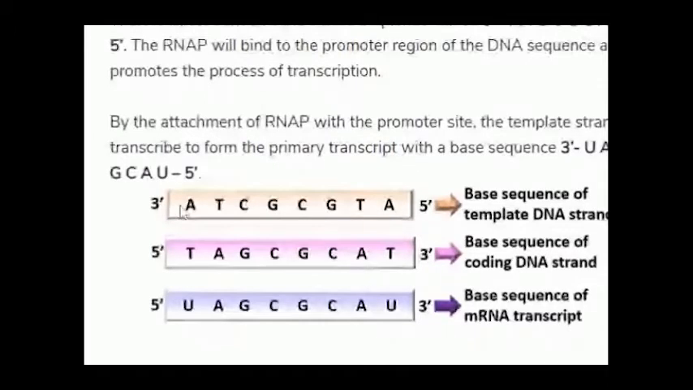Why is it called the coding strand? Because if the RNA is synthesized from this template strand, it gives cytosine, guanine, guanine, cytosine, cytosine, guanine, guanine, cytosine, thymine, adenine, adenine, uracil. If you see the base sequence of the complementary strand of the template strand and the RNA that is synthesized, they are similar to each other, except that instead of thymine, uracil will be there. So that's why the complementary strand of the template strand is called the coding strand.